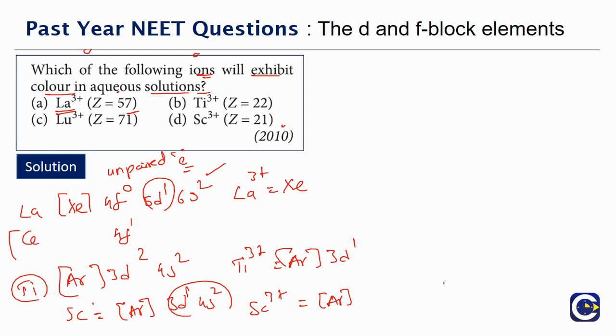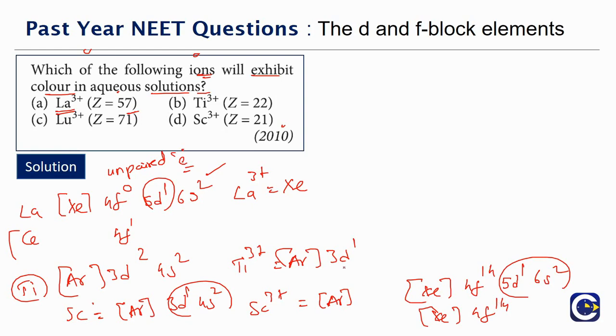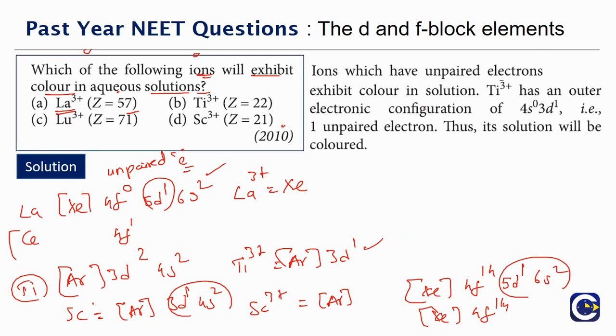Then lutetium, which is basically the last element. So xenon 4f14, 5d1, 6s2, the last element of the 4f series. Removing 3 electrons, we are going to get xenon 4f14. Again, no unpaired electrons will be there. The only case where we have unpaired electrons is titanium 3+, and the color is because of the unpaired electrons. So the ions that have unpaired electrons will exhibit the color in solution, and the reason for the color is attributed to the transitions of these electrons.